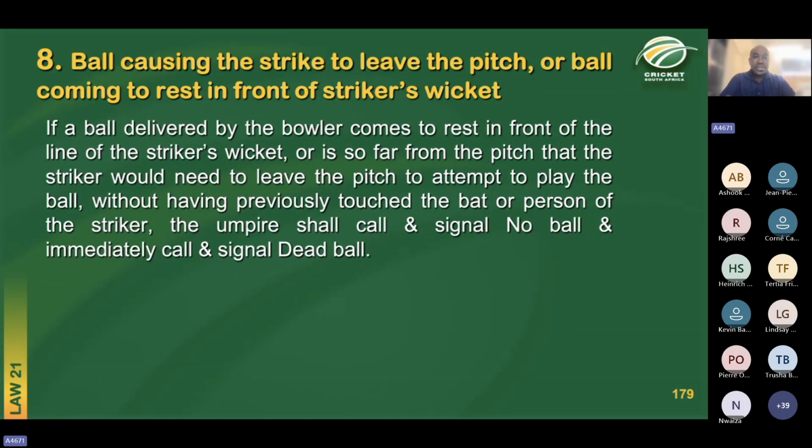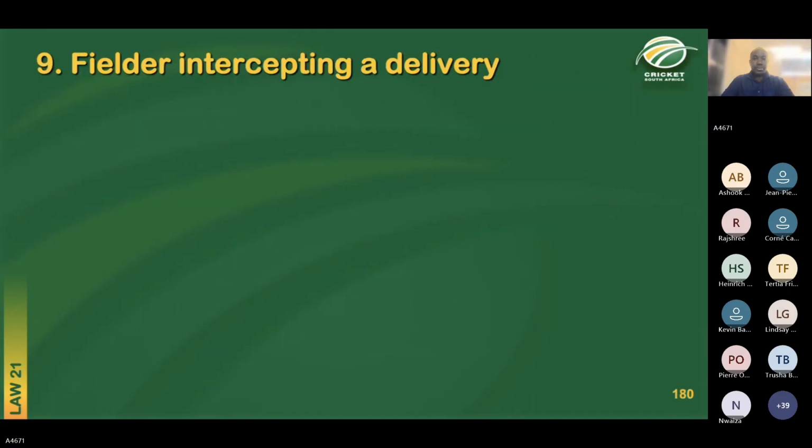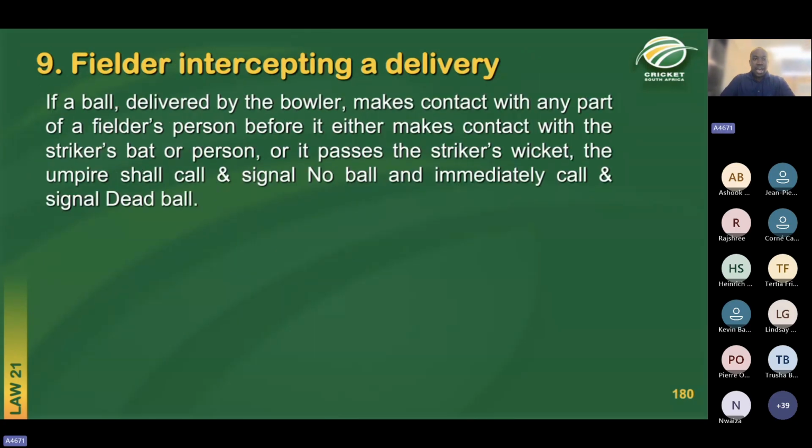Similarly, if the ball is bowled by a bowler and it does not reach the striker's wicket, then the bowler's end umpire shall call and signal no ball and immediately call and signal dead ball. I haven't seen this one happen, but if it does, it would also be a no ball.